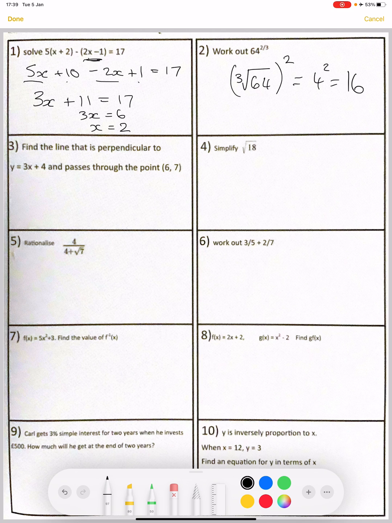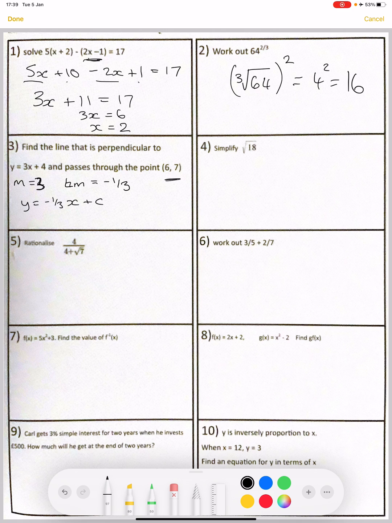Question number 3, find the line that is perpendicular to y equals 3x plus 4 and passes through the point 6, 7. So the gradient, the m, is 3 in this case. So the perpendicular gradient, the perpendicular m, is minus 1 over 3. So I now have y equals minus 1 over 3 x plus c. I don't know what that number is at the end.